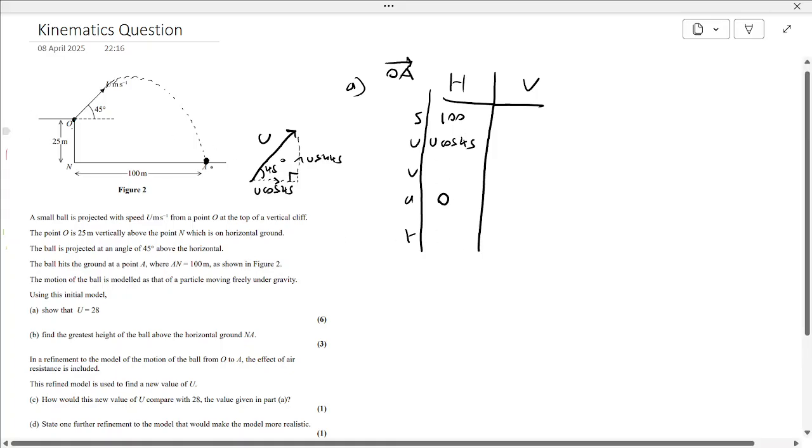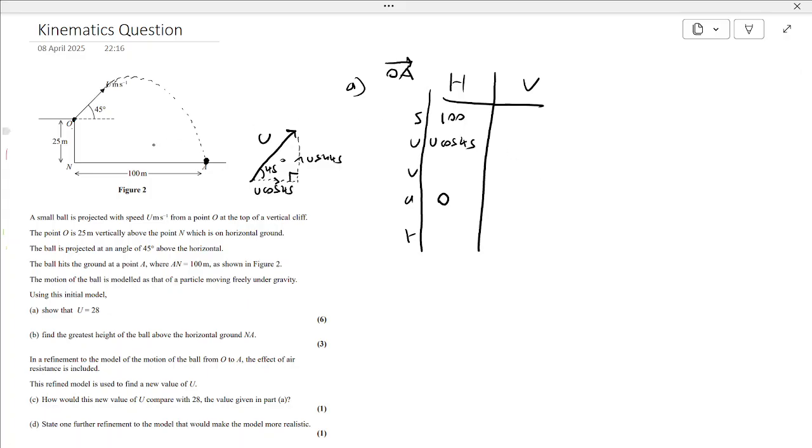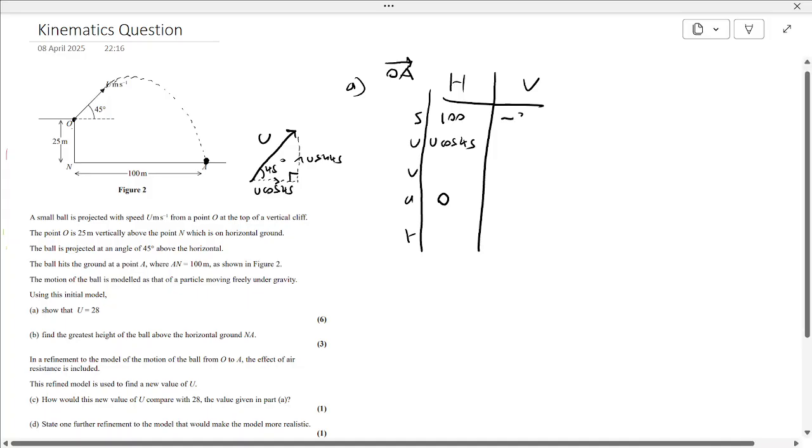Vertically, from O to A, this is why that direction is really important. I'm actually going down 25 meters. So I'm going to take upwards to be my positive. So going down 25 will be a negative 25 displacement. Initial velocity is upwards by U sin 45, so that'll be a positive U sin 45.